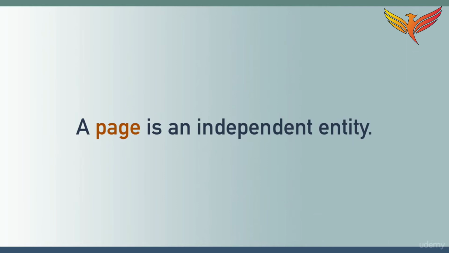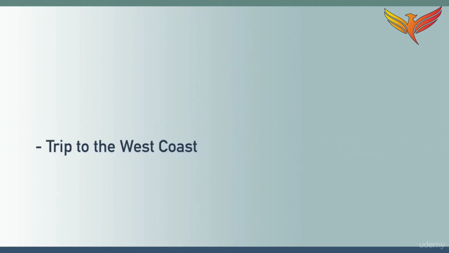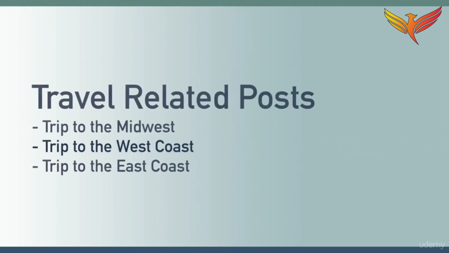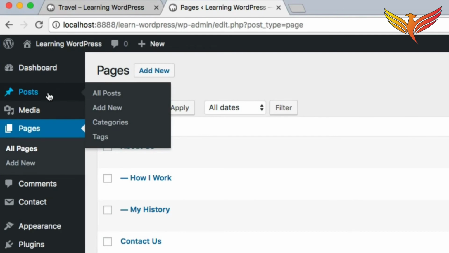It's something that can stand on its own, right? So we saw an example of that in the About Us page, whereas a post is part of a collection of multiple posts. So in this instance, the West Coast trip story is a part of a collection of travel-related posts. And if we want to make changes to it, we can just look in the left-hand sidebar menu of the WordPress administrator dashboard and click on this menu item named Posts.